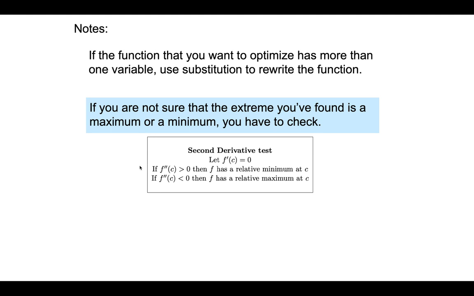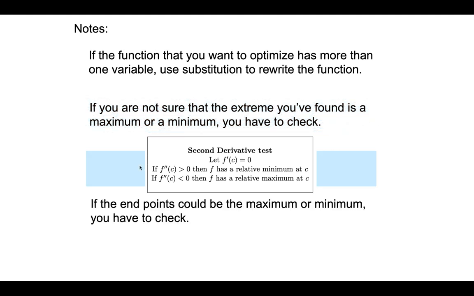All right, so one way you can tell whether you have a minimum or a maximum is that you can do the second derivative test. If the second derivative at that critical value is greater than 0, then you have a relative minimum at the critical value. If the second derivative at the critical value is less than 0, then you have a relative maximum at that critical value. If the endpoints could be the maximum or minimum, make sure you check that.